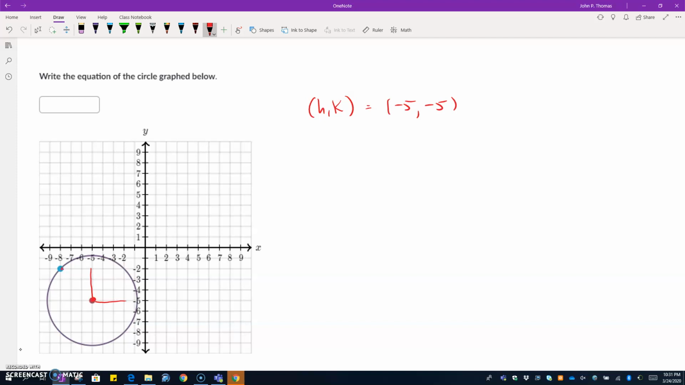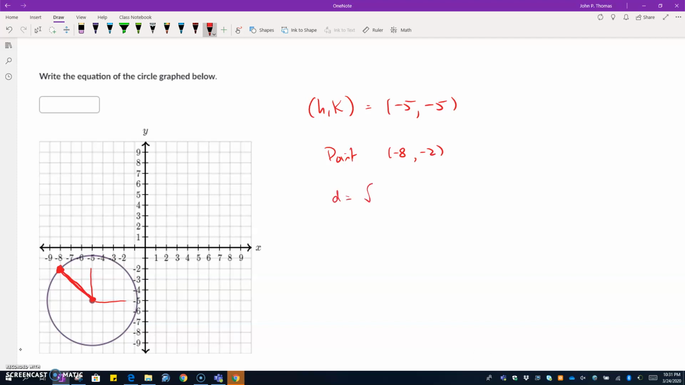Then I'm going to look for the radius and see if that's a nice number. Now, unfortunately on this one, the radius is probably not going to be a nice number because they gave me a point out here, shaded in blue on the actual circle itself. So I know that my center is (negative 5, negative 5). The point they gave me is at (negative 8, negative 2). So I'm going to have to use the distance formula in order to get the radius.